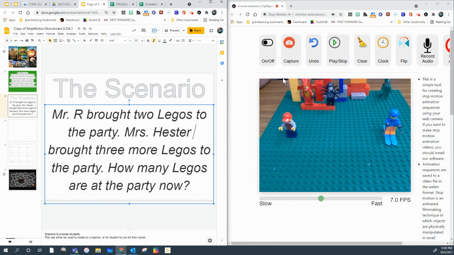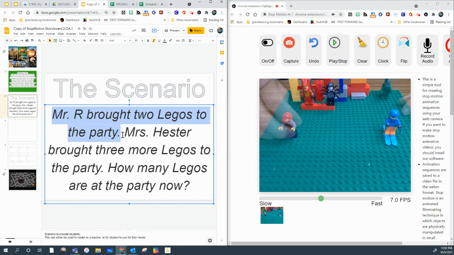So the first thing I'm going to do over here, I've got Mr. R right here, and you can see Miss Hester in her ski gear right there. I'm going to take a picture. Okay, and the first thing I'm going to do is model this first part. Mr. R brought 2 Legos to the party.